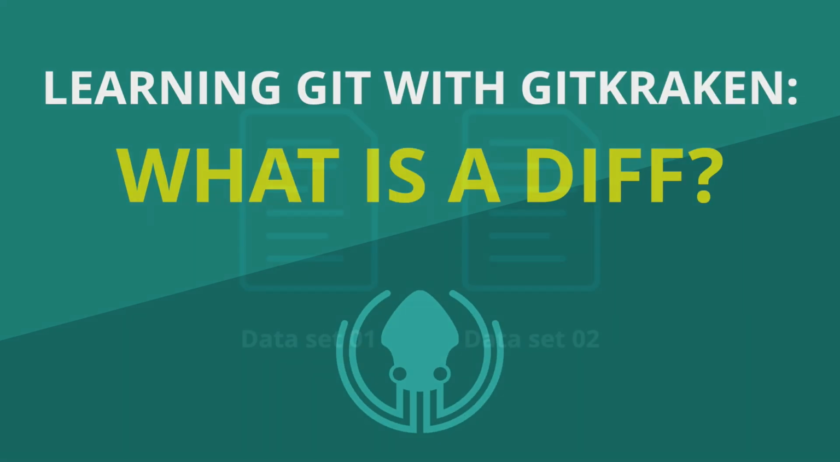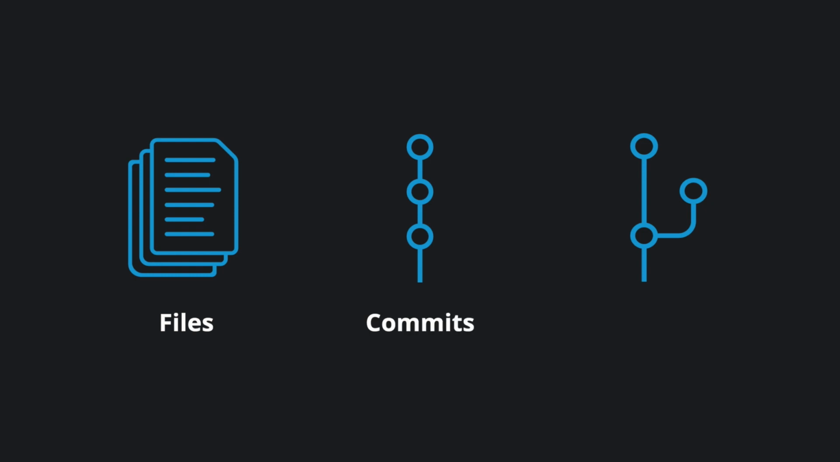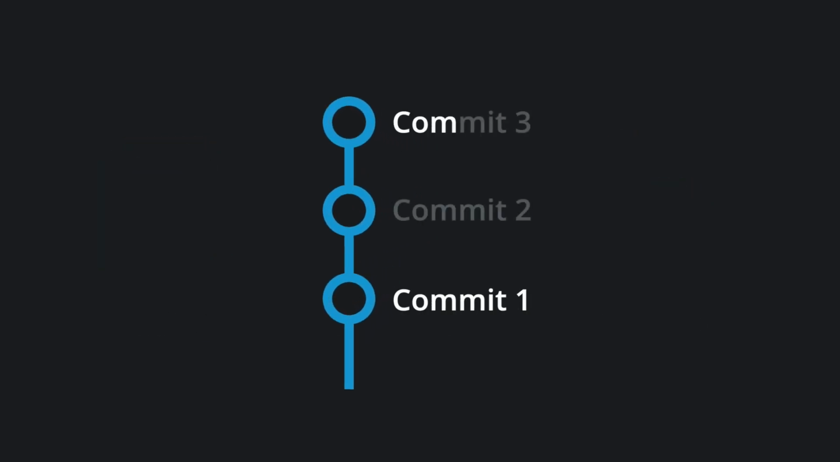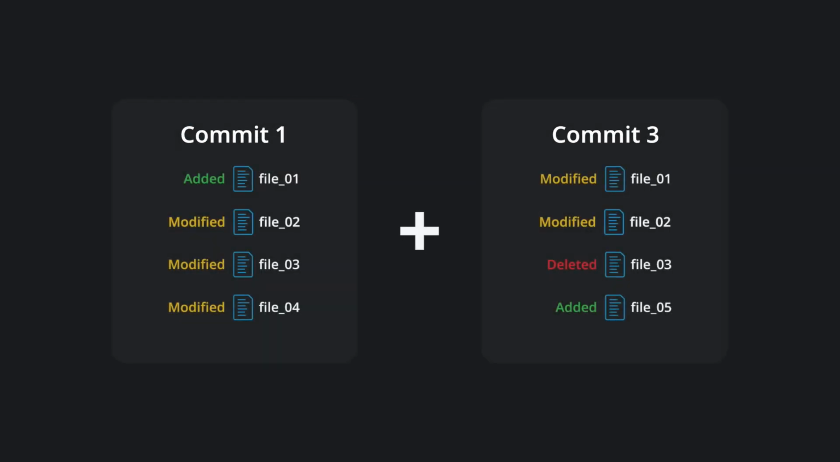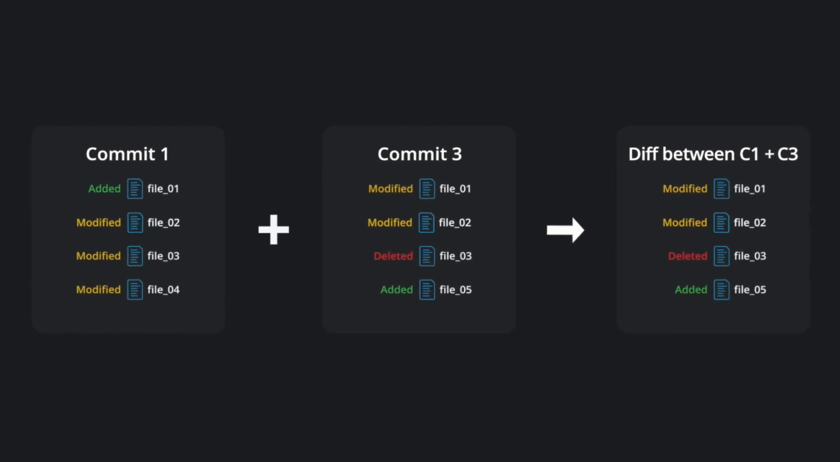What is a diff? A diff takes two datasets and tells you what changed between them. The datasets can be files, commits, branches, or more. Let's look at commit 1 and commit 3. When we take the diff of these two commits, Git compares the changes between them. The diff shows what files were added, modified, or deleted.